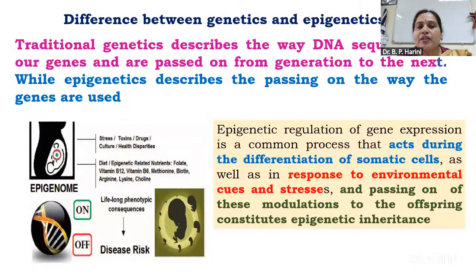So the difference between genetics and epigenetics is that traditional genetics describes the way the DNA sequences in our genes are passed on from one generation to the next, while epigenetics describes the passing on of the way the genes are used. Here, the epigenetic regulation of gene expression is a common process that acts during the differentiation of somatic cells as well as in response to environmental cues and stressors, and passing on these modulations to the offspring constitutes epigenetic inheritance.